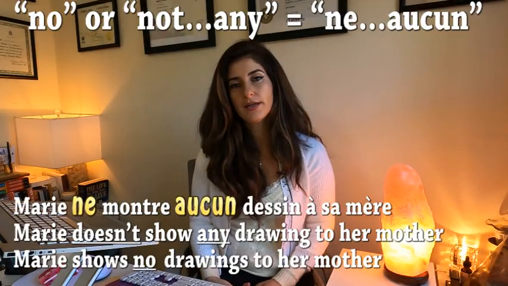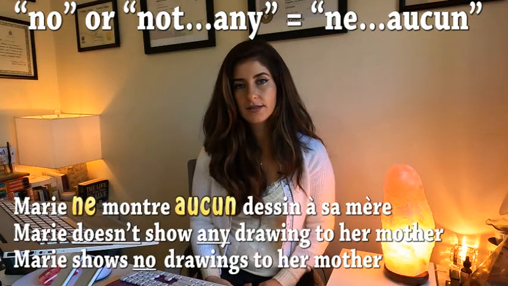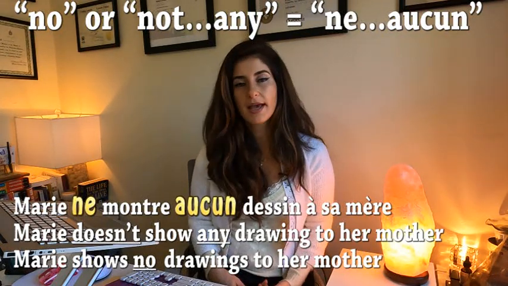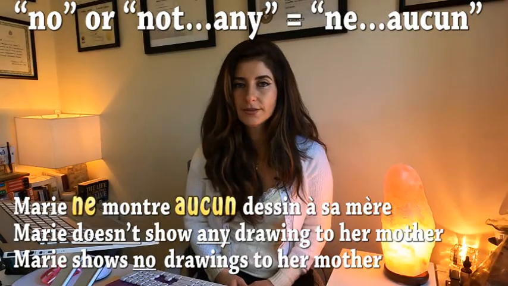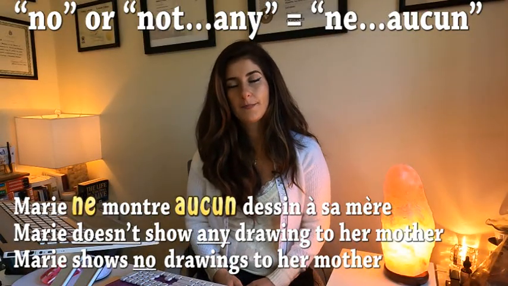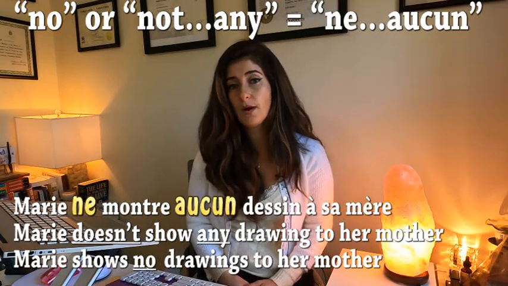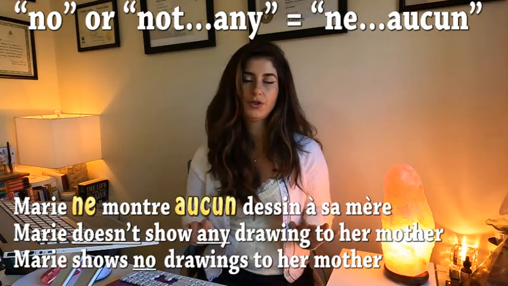So no and not any is ne and aucun in French. Marie ne montre aucun dessin à sa mère. Mary shows no pictures to her mom, or Mary doesn't show any pictures to her mom. So those would be the two ways of explaining that.